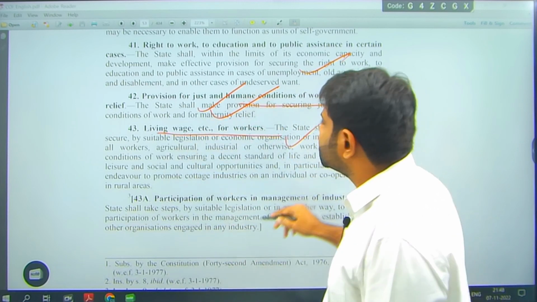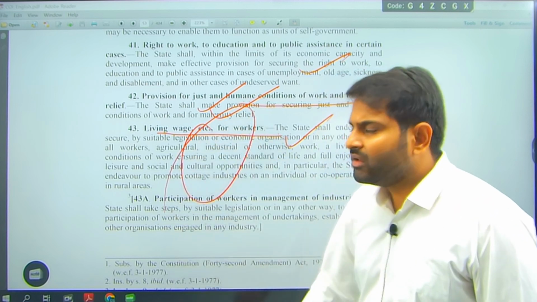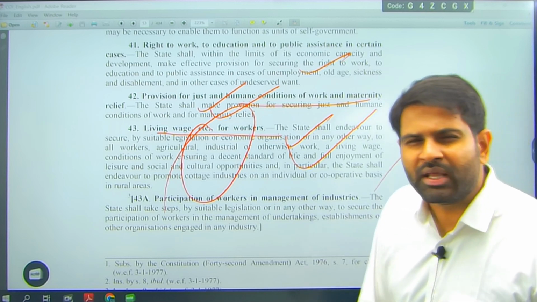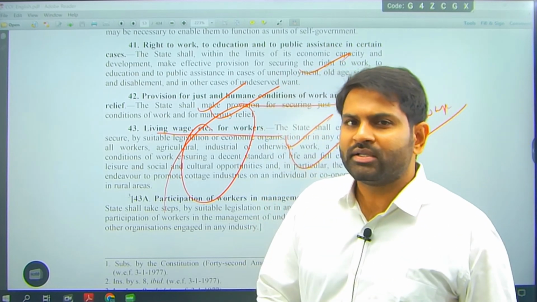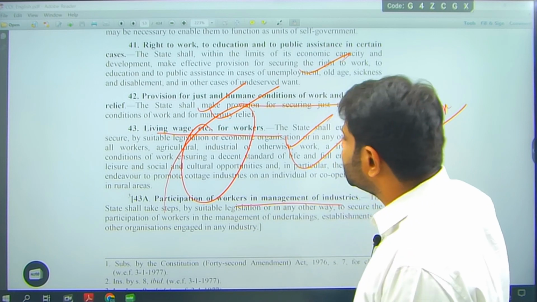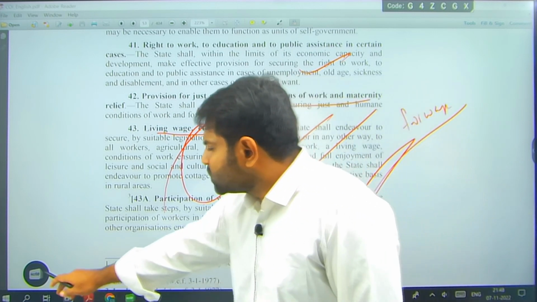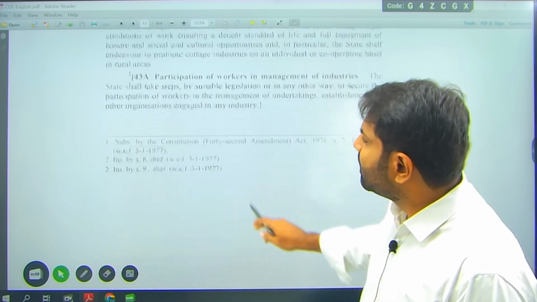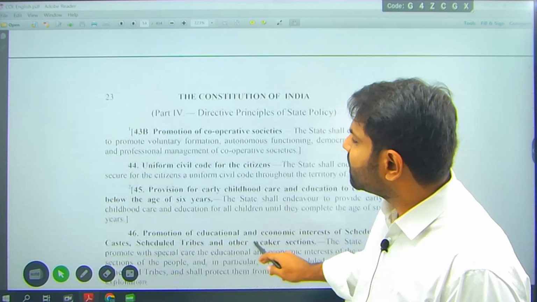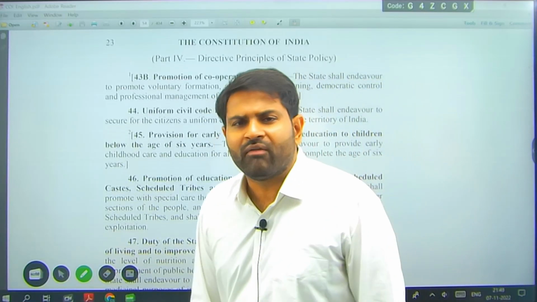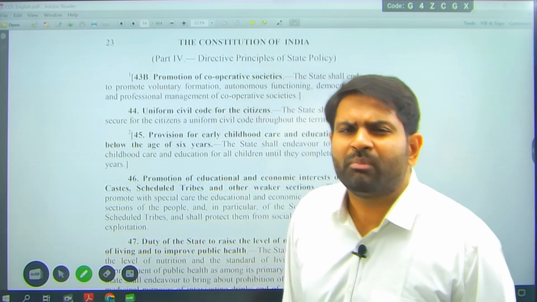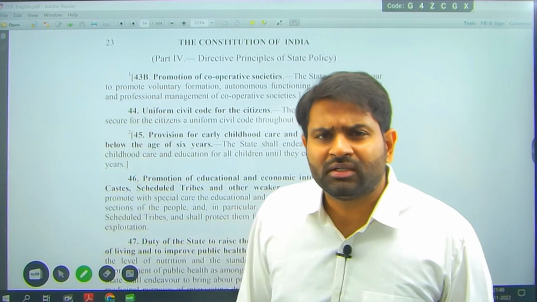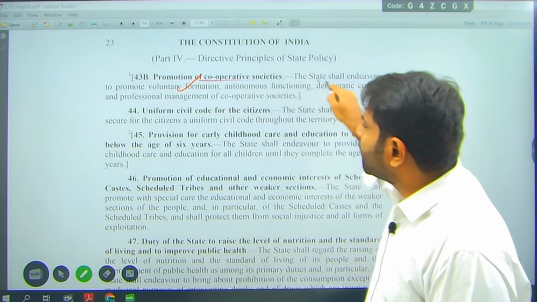Living wage for workers. Article 43 is talking about living wage, fair wage, minimum wage. Can you see, most of the time we are talking about work, workplace, equality in work, economic rights. I hope you understood. Then participation of workers in management. 43A is talking about that. When the industrial revolution came, the major dispute was between management and workers. When there is a dispute between management and workers, the work will not happen. To remove that, we have created 43A, where the workers will participate in the management. Let the workers become board members and decide. They don't have to worry later. 43B is talking about the promotion of cooperative societies.